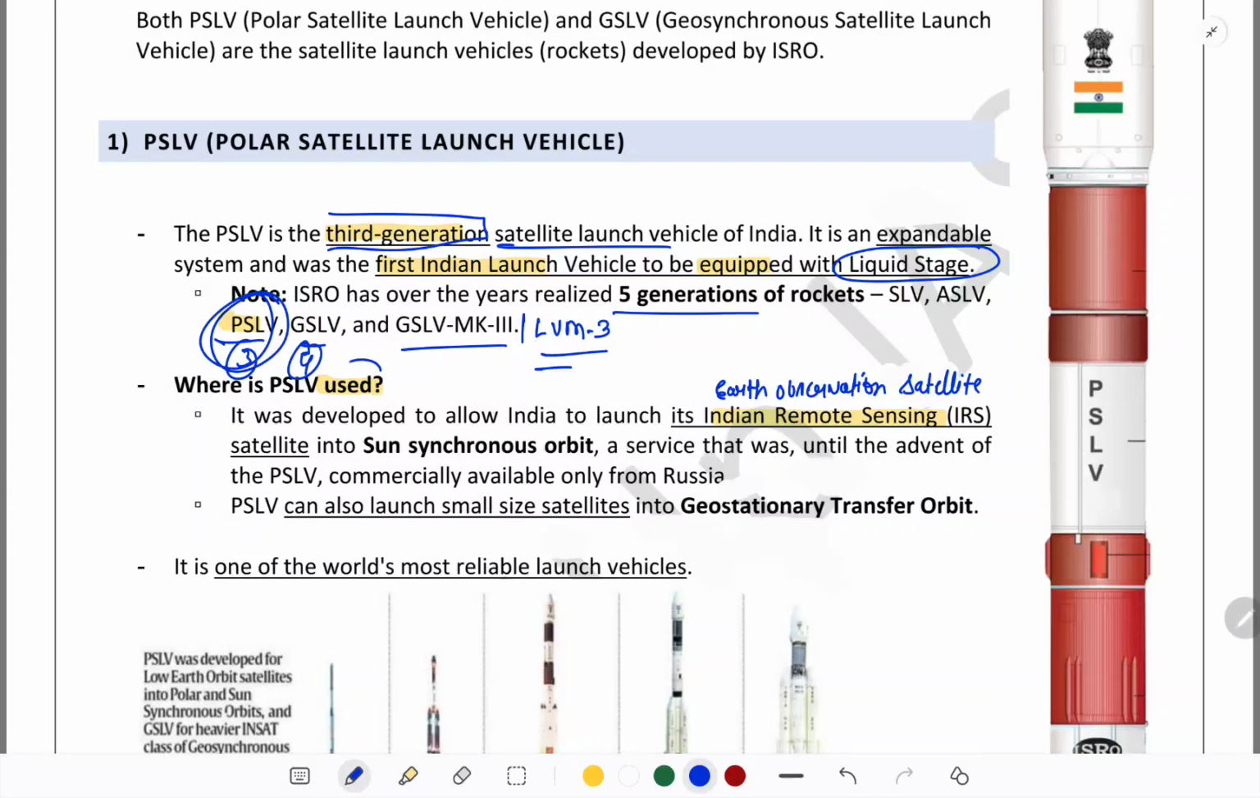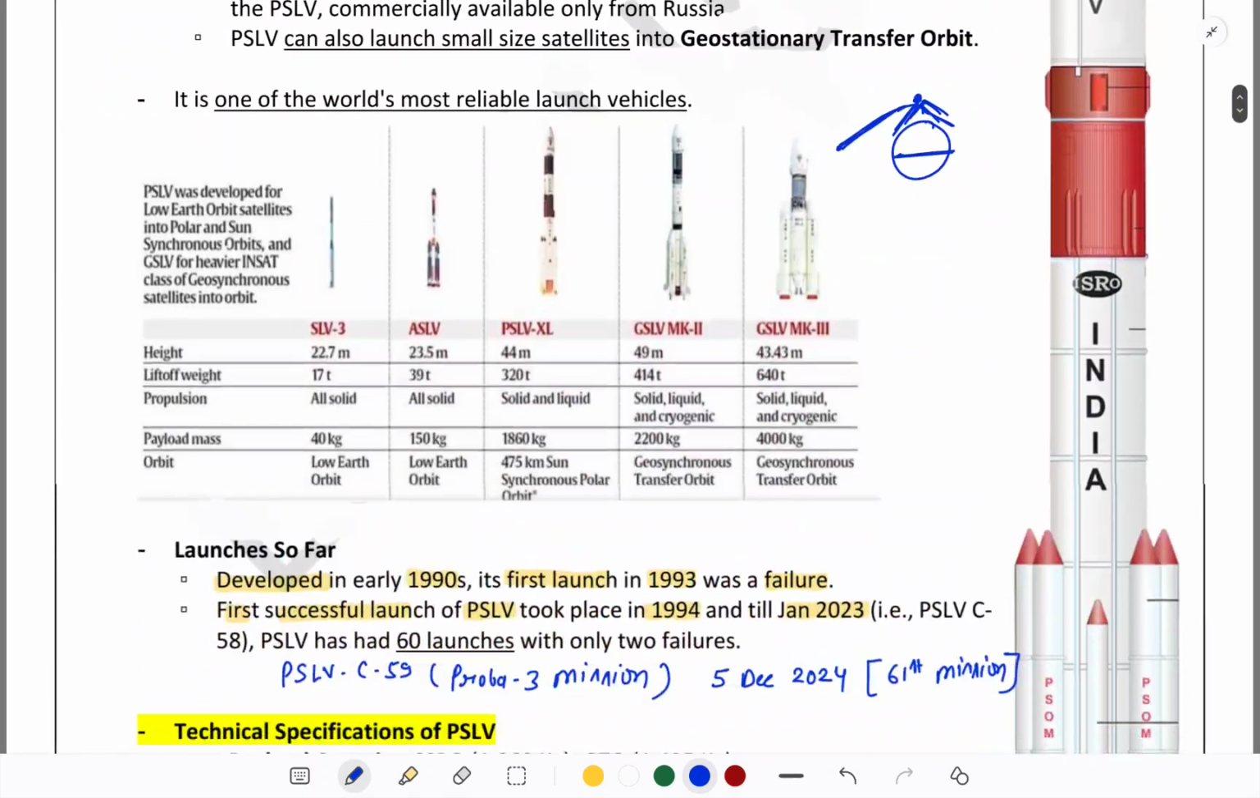Now where is the PSLV used? As I told you, if we are launching the satellite on the poles, it gives light 24/7, and from that light we have the ability to observe the earth properly. Otherwise, if it is near the equator, what will happen? Half the time it will be in the shaded area, dark, and it will be difficult to observe. So it is used for earth observation, or Indian remote sensing satellites. Clear? Remote sensing satellites, this is the whole picture.